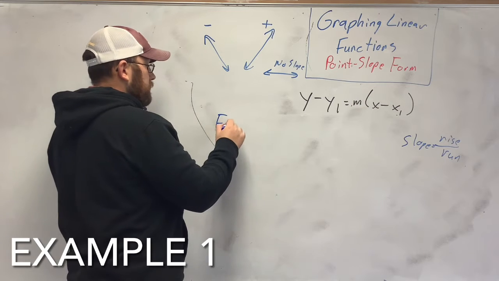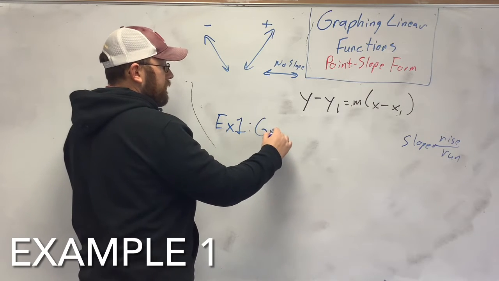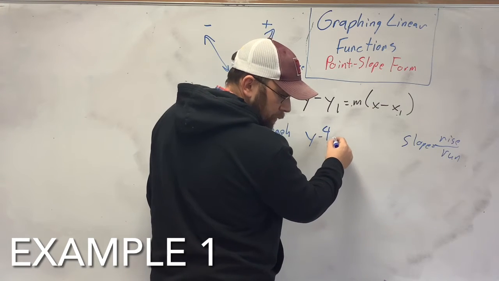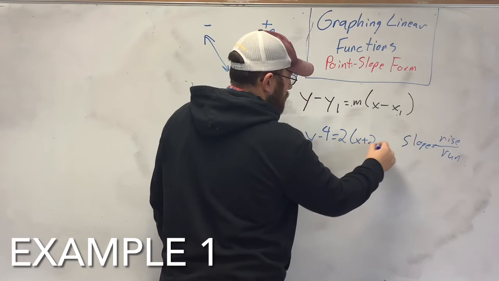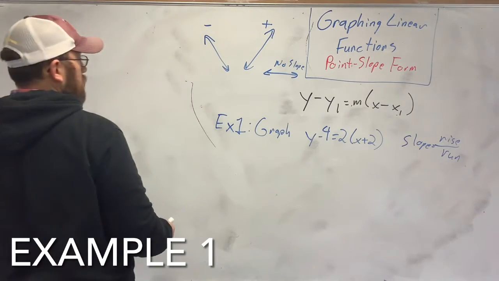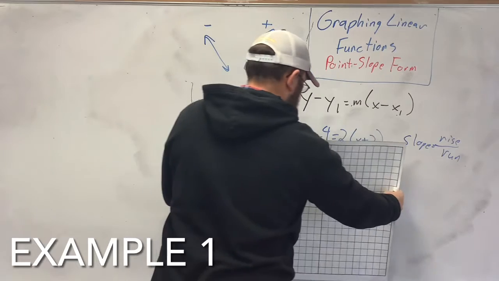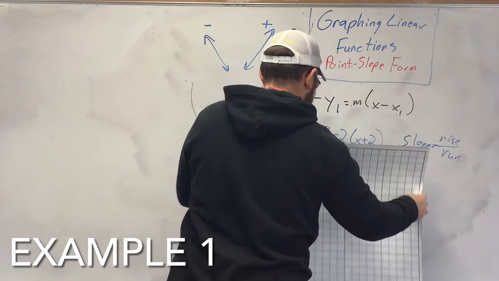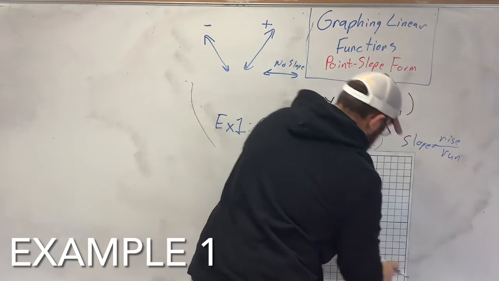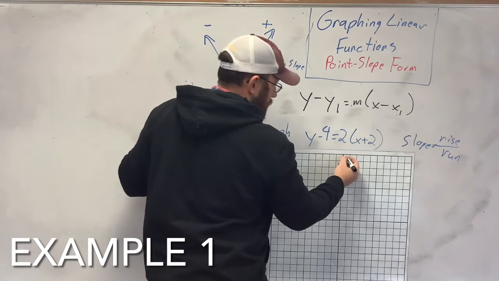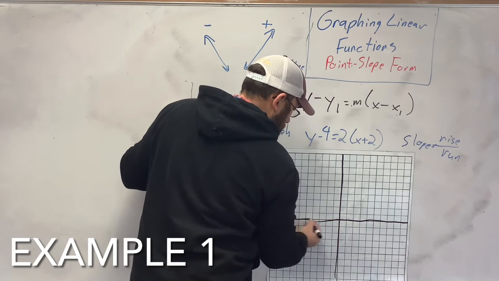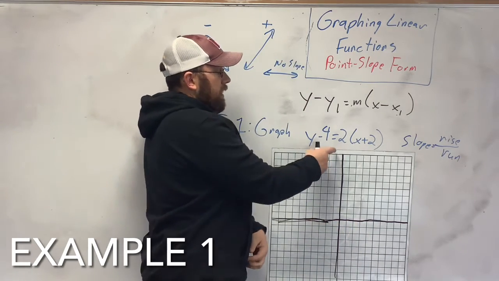So example 1. We're gonna graph y minus 4 equals 2x plus 2. All right, so let's draw a graph. There we go. Graph is good enough for right now. All right, so we're gonna graph this. We have our y-axis and x-axis, close enough. So we have our point.